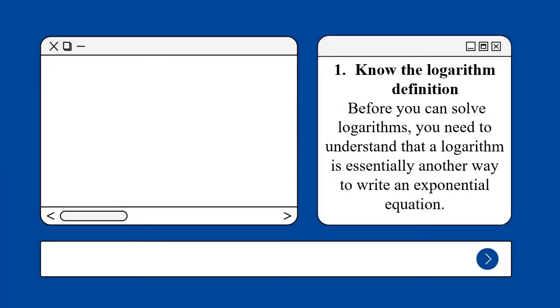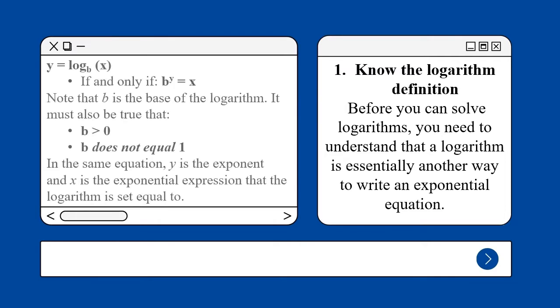So let's try it to solve step by step. First, know the logarithm definition. So we all know that y is equal to logarithm of x base b if and only if b raised to y is equal to x. Note that your b is the base of the logarithm. It must be true that your b is greater than 0 and b does not equal 1. In the same equation, y is the exponent and x is the exponential expression that the logarithm is set equal to.